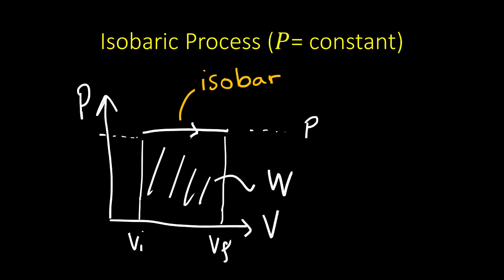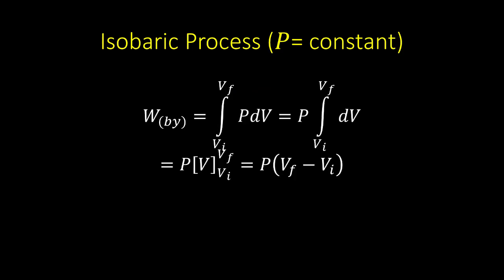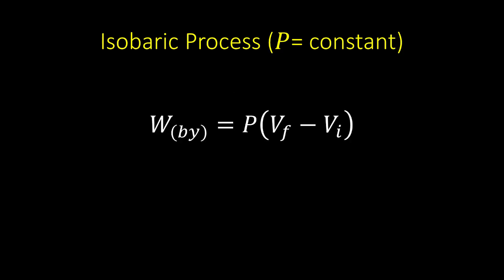Second, an isobaric process has constant pressure. Its curve on a PV diagram is a horizontal line and is called an isobar. The work done in an isobaric process is especially easy to calculate. It is simply the area of the rectangle under the line. The integral is W by equals the integral of P dV from Vi to Vf, and that's equal to P times the integral of dV between Vi and Vf. Since P is a constant, it can be taken out of the integral sign, and the integral of dV is V, so the result is P times Vf minus Vi, and that is the area of the rectangle.